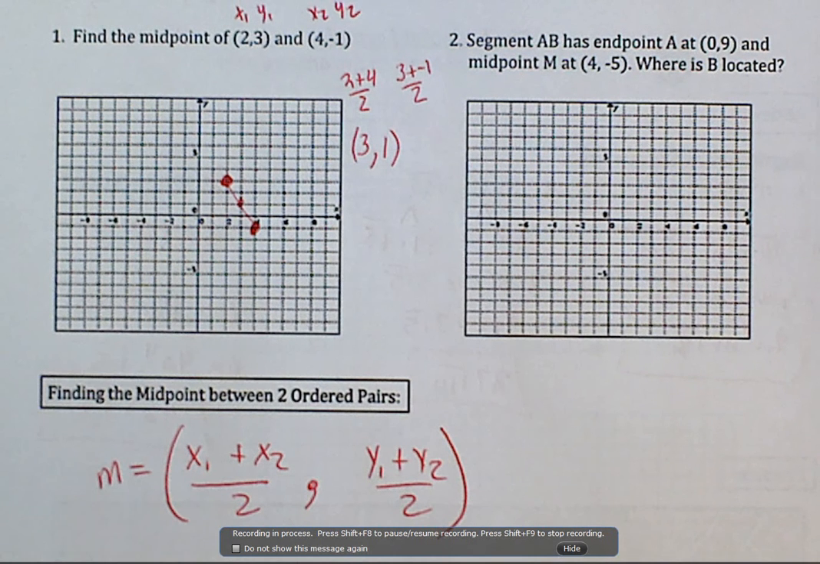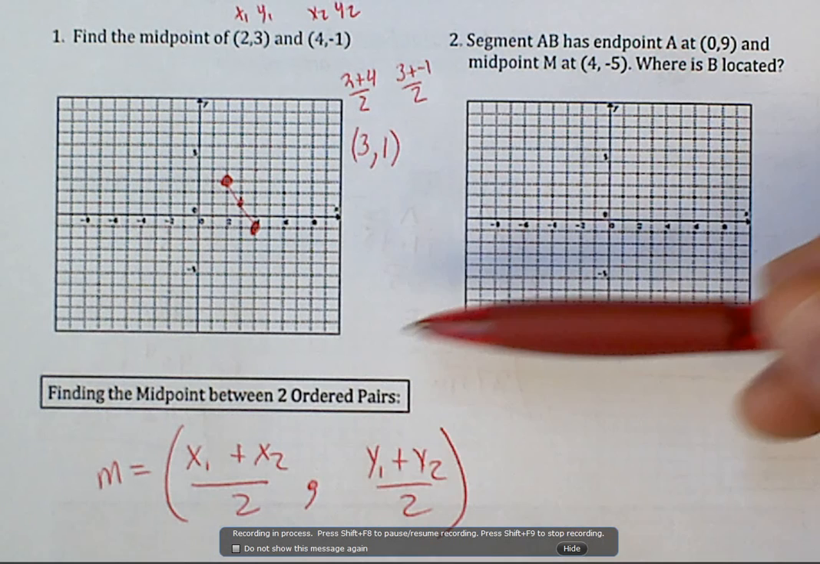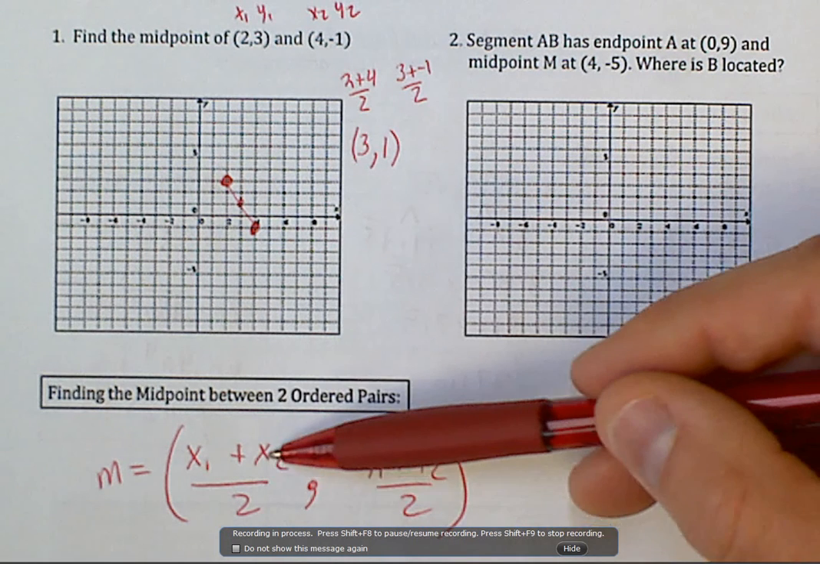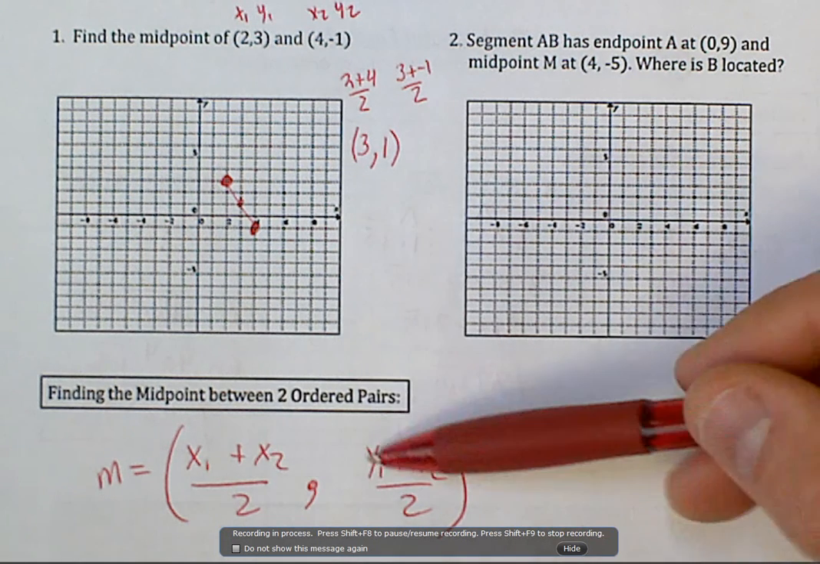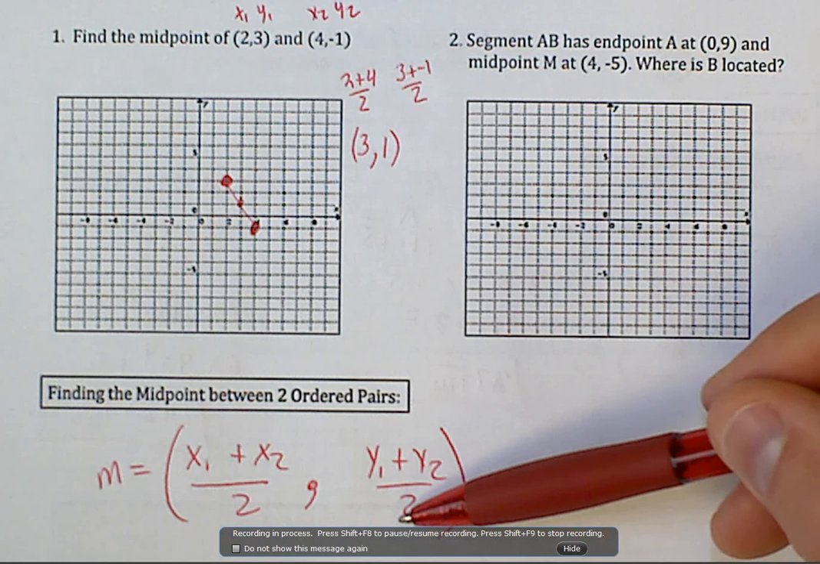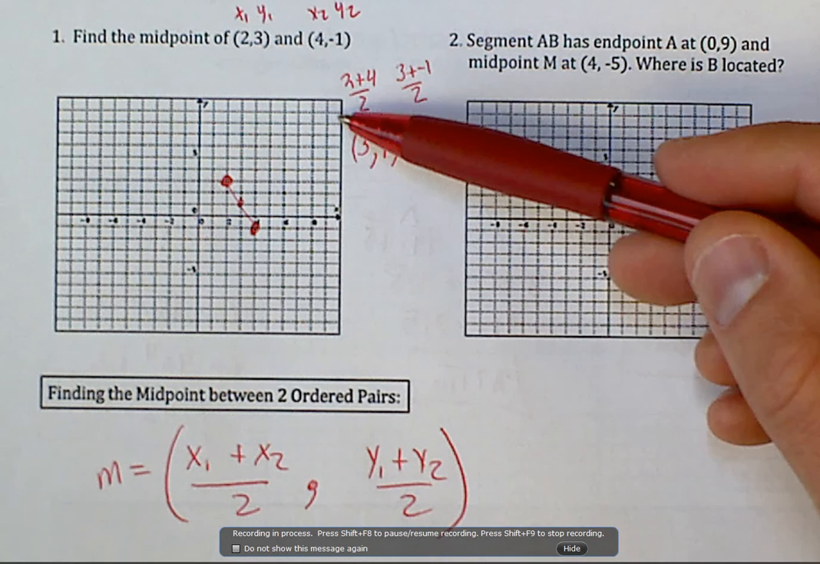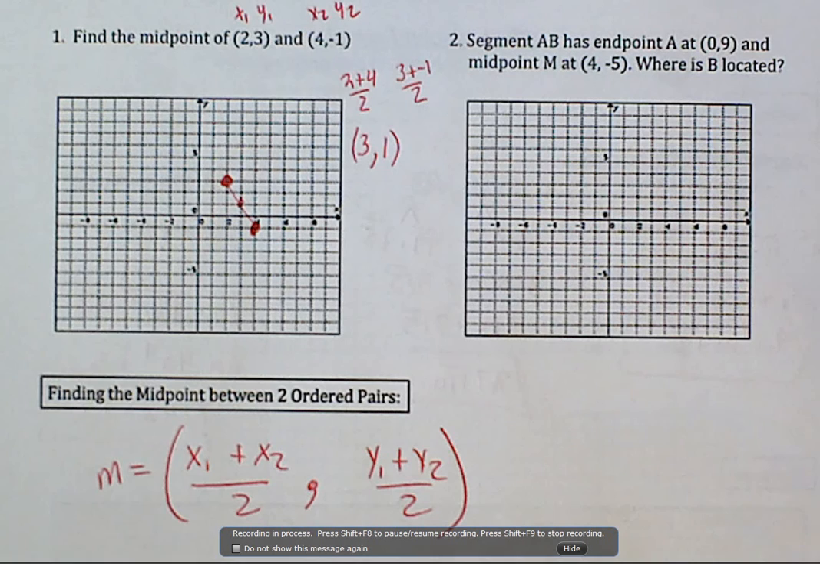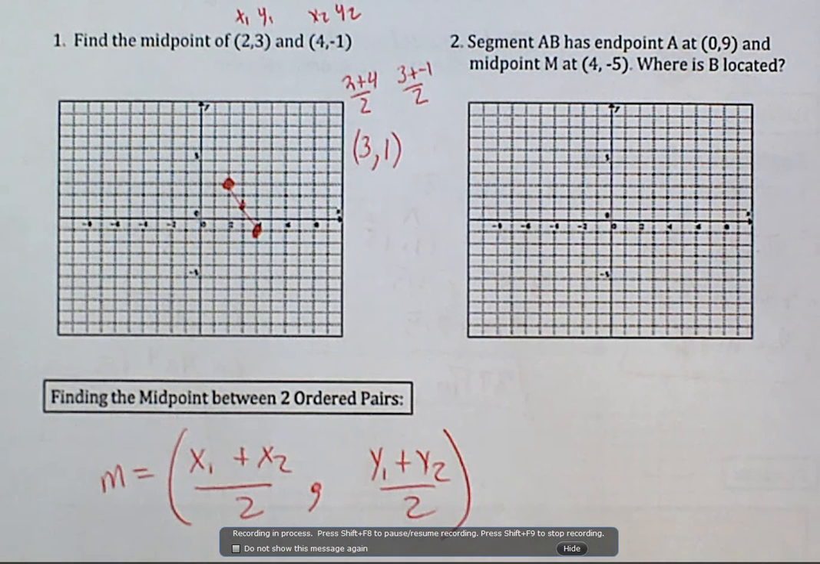In layman's terms, you just add your 2 x coordinates, divide by 2, add your 2 y coordinates, divide by 2, and you'll get your x coordinate and you'll get your y coordinate. Okay? Now problem number 2 is a little bit different. This is a challenging question.